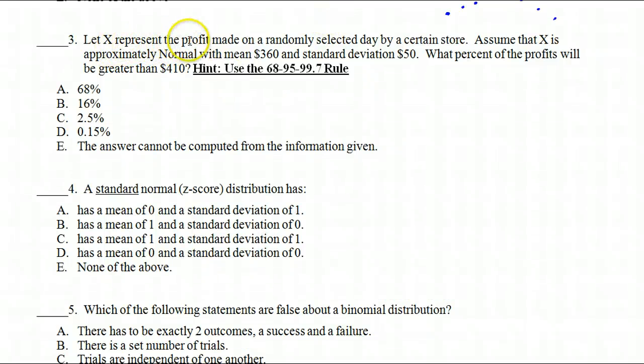Let X represent the profit made on a randomly selected day by a certain store. Assume that X is approximately normal with a mean of 360 and a standard deviation of $50. What percent of the profits will be greater than $410? And then they even gave us this hint to use the 68, 95, 99.7 rule. Well, my goodness, man, we're just giving everything away right here today.